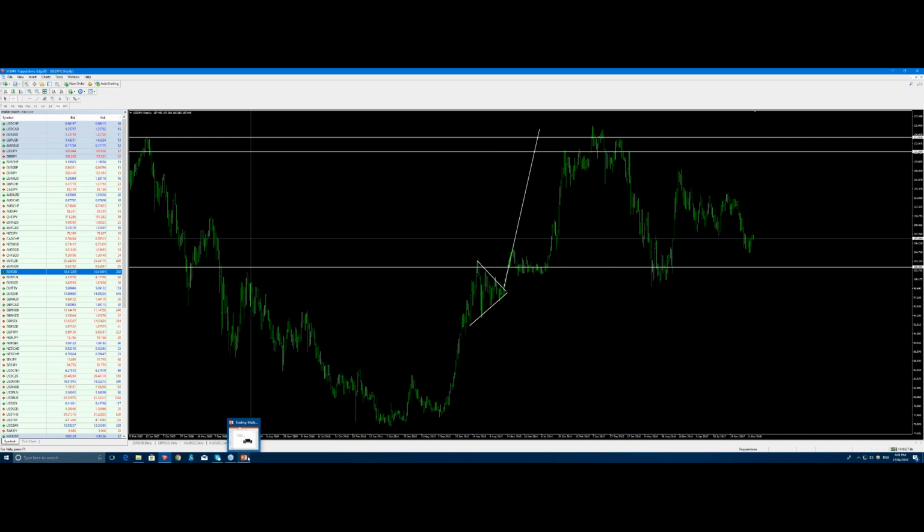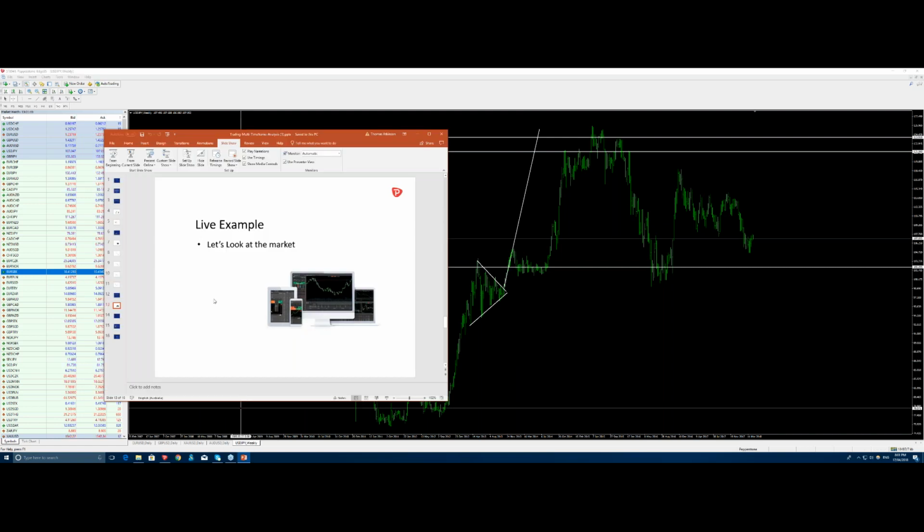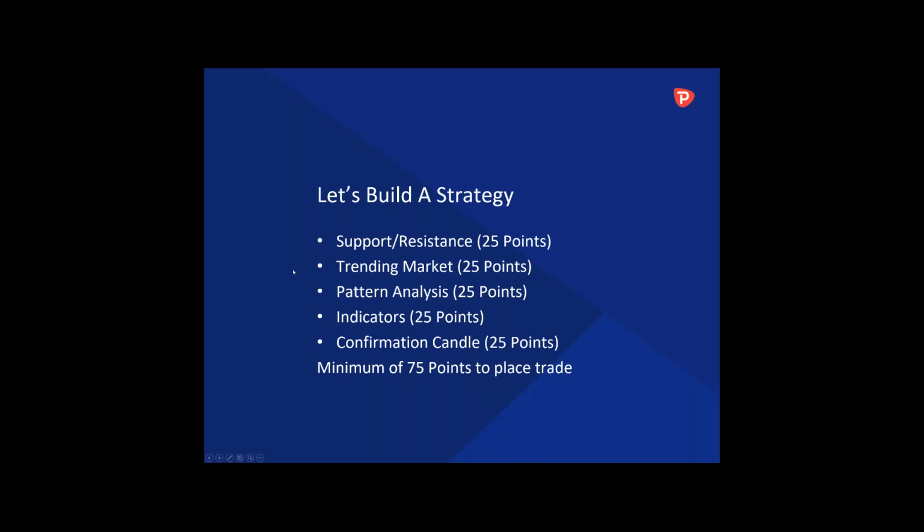We'll just jump back into the slides for a second. And what we're going to look at is a simple kind of strategy that we could use when looking at multi-time frame analysis.